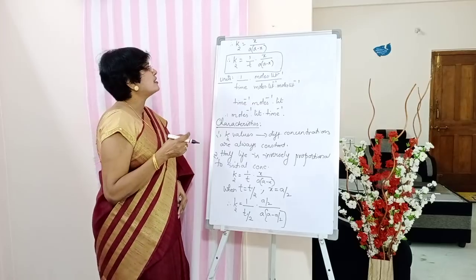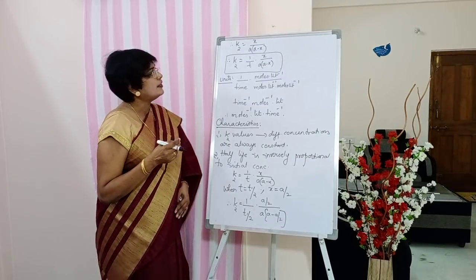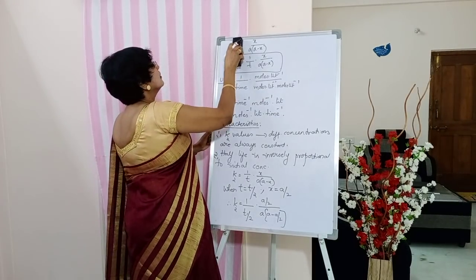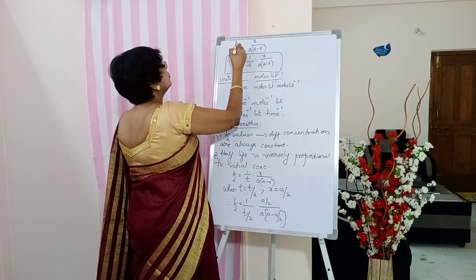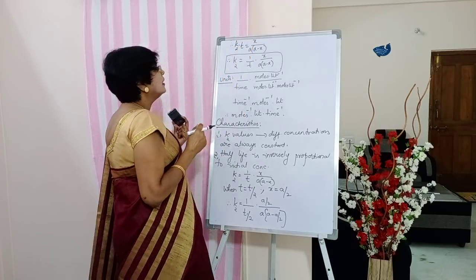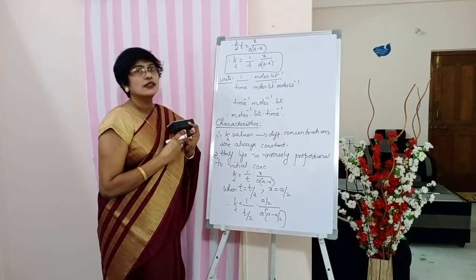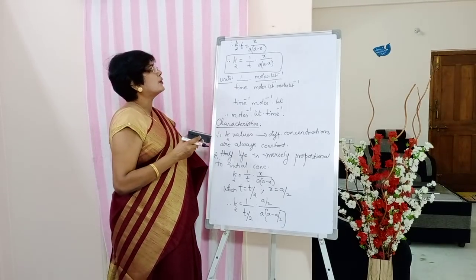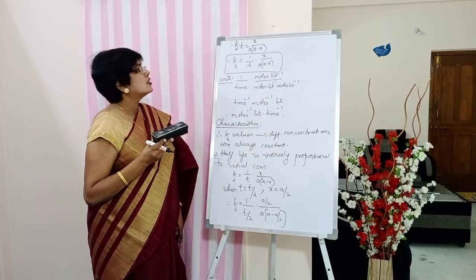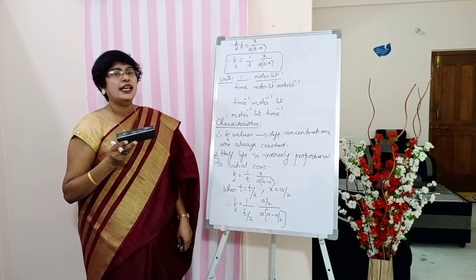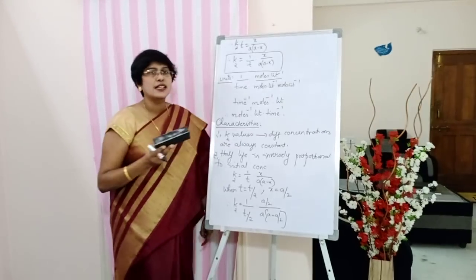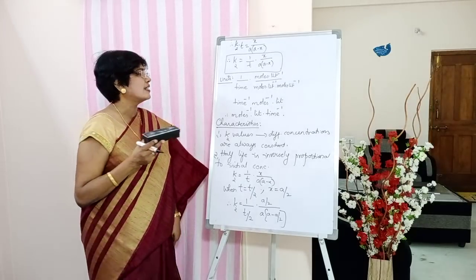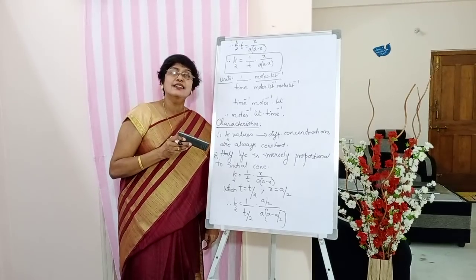So from this, this is K2 into T. Now from this we are deriving the expression for K2, right? Therefore K2 is equal to, T comes to the denominator, so 1 by T into x by a into a minus x. Put it in a box, students. This is the expression for the rate constant of second order reactions. So finally, we completed the derivation.